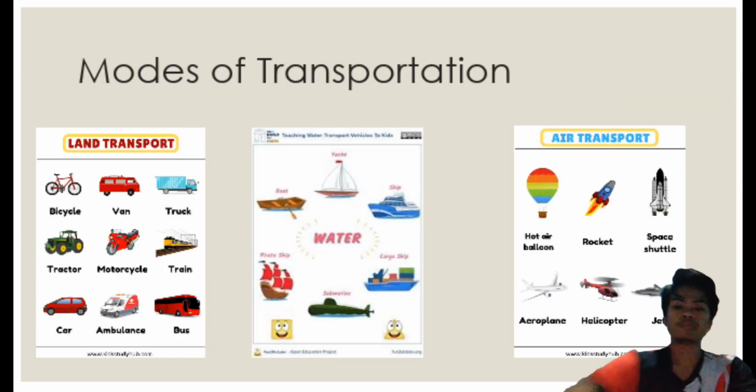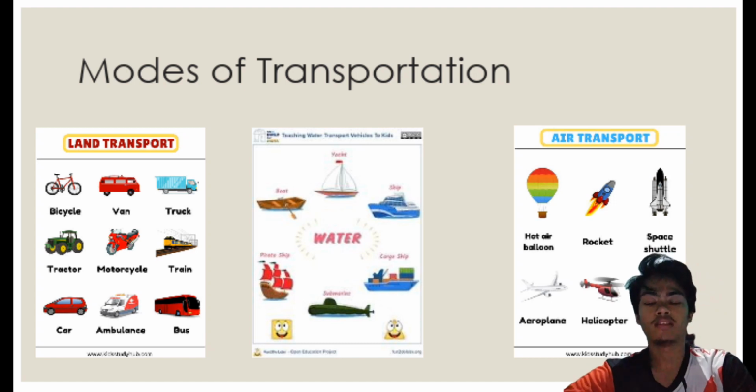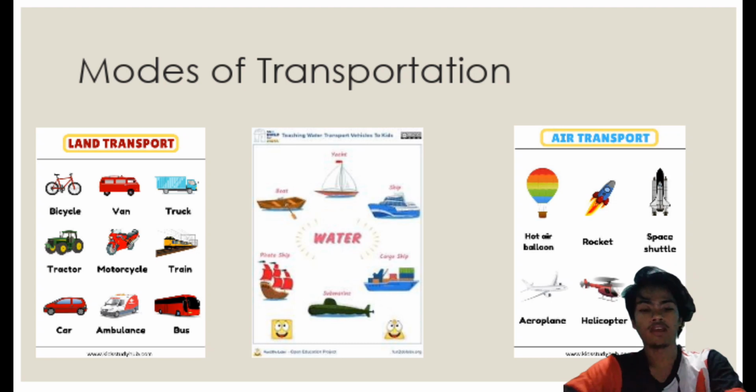These are the modes of transportation. In land transport, we have the bicycles, van, tractor, motorcycle, train, car, ambulance, and bus. In water transportation, we have the boat, submarine, cargo ship, and yacht. In air transportation, we have the hot air balloon, rocket, space shuttle, aeroplane, helicopter, and jet.